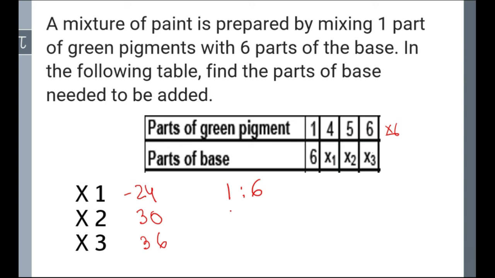So if it is 4, then this should be 4 multiplied by 6. This is 24. If it is 5, then it is 30. If it is 6, then it is 36. I hope you are getting it.